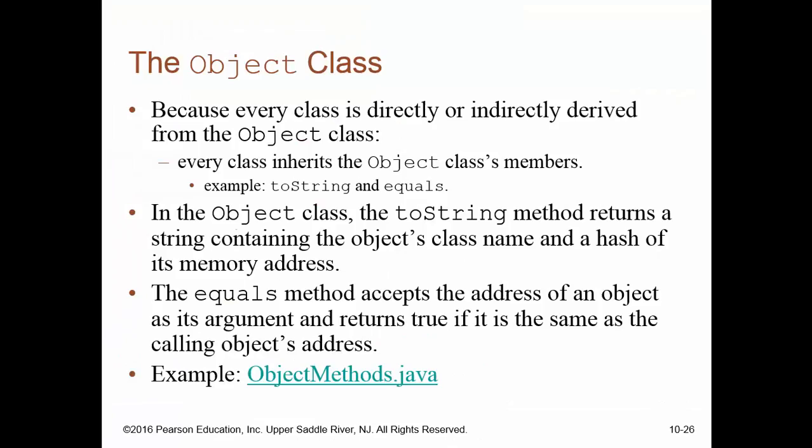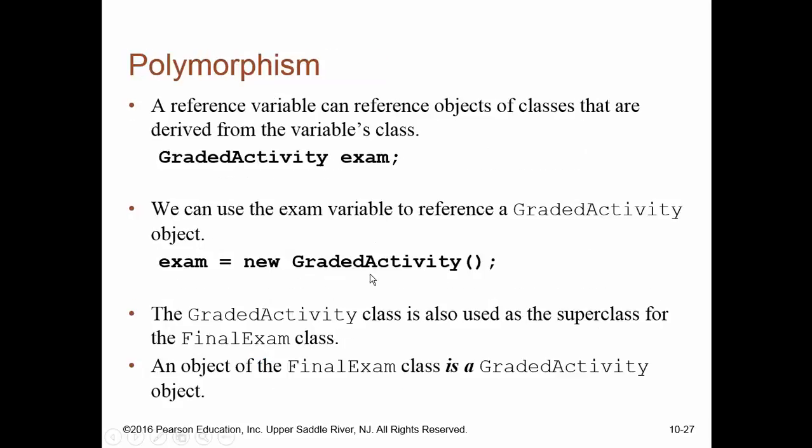So as mentioned right here, in the object class, the toString returns a string containing the object's class name and a hash of its memory address. If you want more than that, then you've got to override. And now you know what override means. The equals method accepts the address of an object and returns true if it's the same as the one you're checking it with. All right?